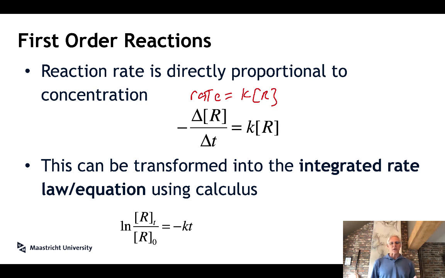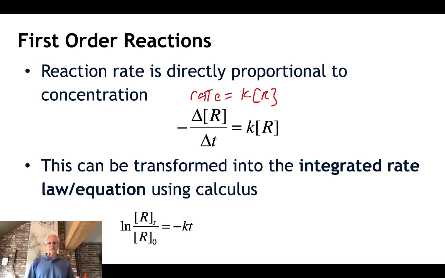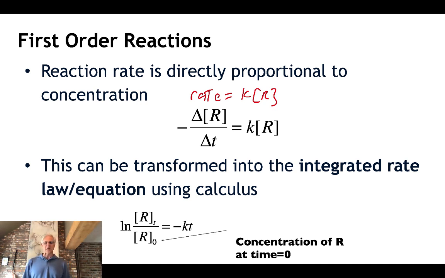Ooh, look at that. We got natural log of R at time t over concentration of R at time 0 is equal to negative kt. We can do a little bit of calculus here and transform it again. What are those little zeros and t's there? Sorry, my arrows didn't line up for some reason.